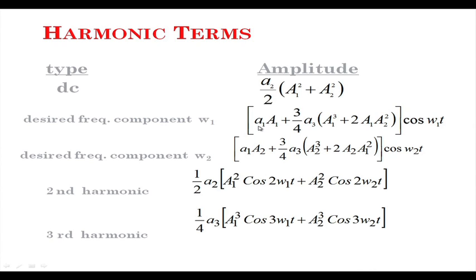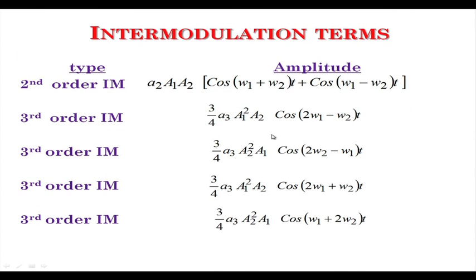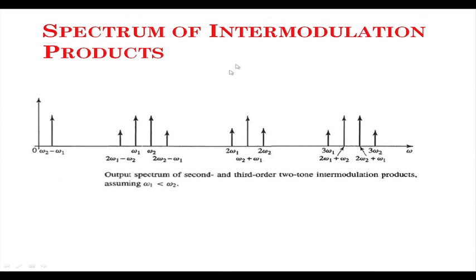In harmonics I have A1, A3, etc. This is the desired component. In harmonics you have A2 into this, in third harmonic you have this, then in intermodulation you have this. If you see the spectrum of intermodulation products, you see that my actual desired frequencies are omega 1 as well as omega 2, because this is my actual band.